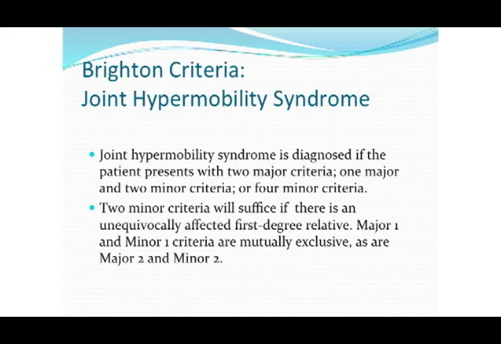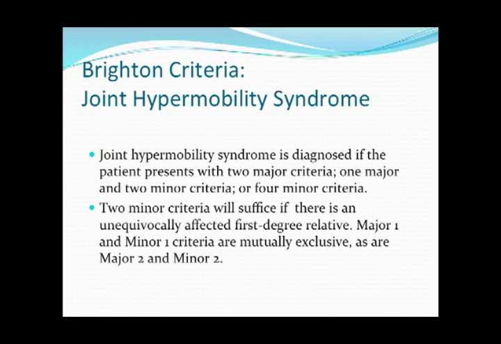And the Brighton criteria, and this is another unfortunate thing, that Beighton and Brighton sound so similar to each other, and I think it really is very confusing. But the Brighton criteria that were established for the diagnosis of joint hypermobility is the presence of either 2 major criteria, 1 major and 2 minor, or 4 minor criteria. And if a person has an unequivocally affected first-degree relative, then we can establish this diagnosis in the presence of 2 minor criteria.